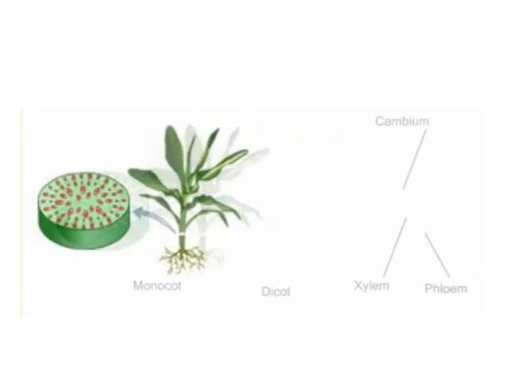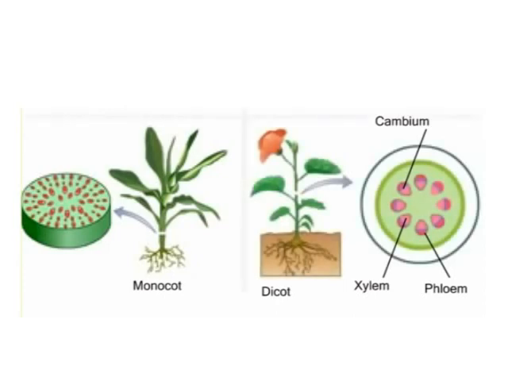In a dicot stem, the xylem and phloem make up the vascular bundles, which are arranged around a central pith. The xylem is located on the inside while the phloem is located on the outside, with the cambium in between.